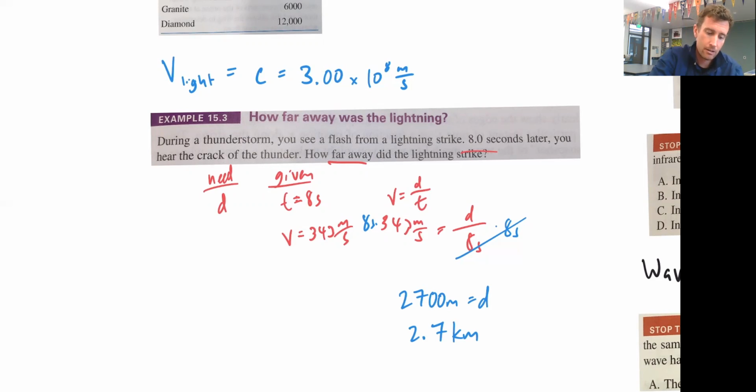Or converted into miles, there are 1.6 kilometers in a mile. So I could divide 2.744 by 1.6-ish. It's about 1.7 miles. Cool.